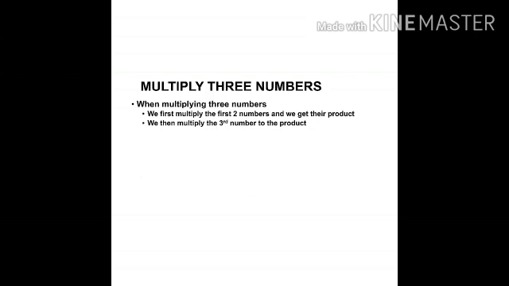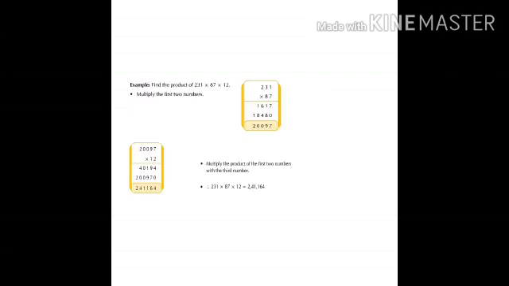When we multiply 3 numbers, we must first multiply the first two numbers and we get the product. Then we have to multiply the third number to the product of the first and second number. So now look at this.